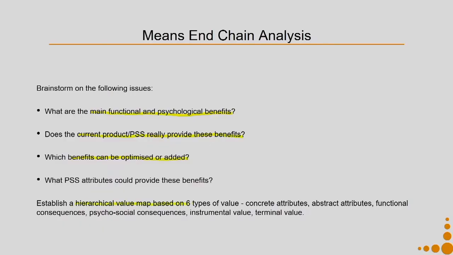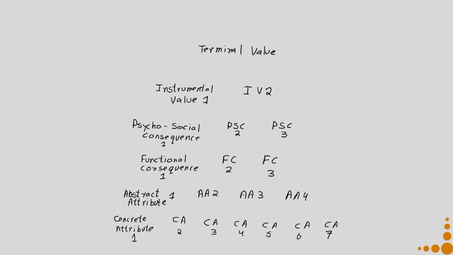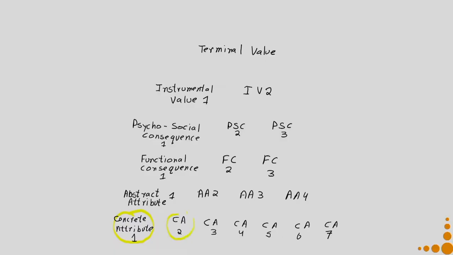So how do we do this particular analysis? Establish a hierarchical value map based on six types of values. These six types of values are concrete attributes, abstract attributes, functional consequences, psychosocial consequences, instrumental value, and terminal value. So let's try to understand what these are. If I put them in an organization chart, my concrete attributes come at the first level. Concrete attributes can also be understood as product specification. Say for example, my water purifier delivers 10 liters of water per hour. That's a product specification, and that is my concrete attribute.